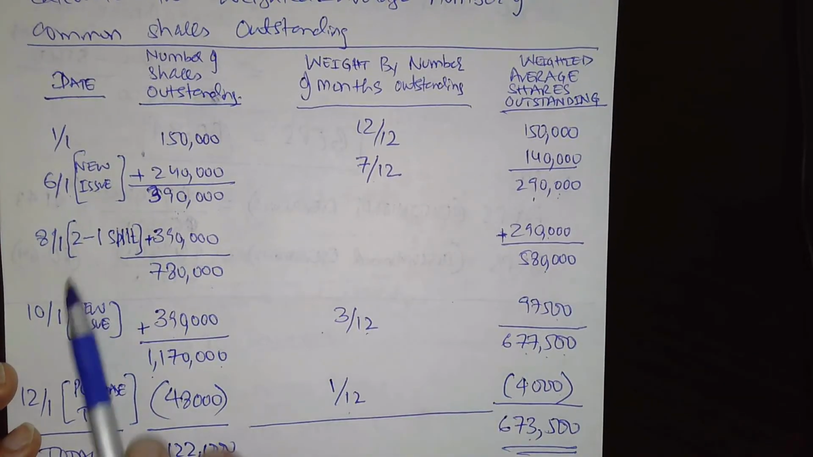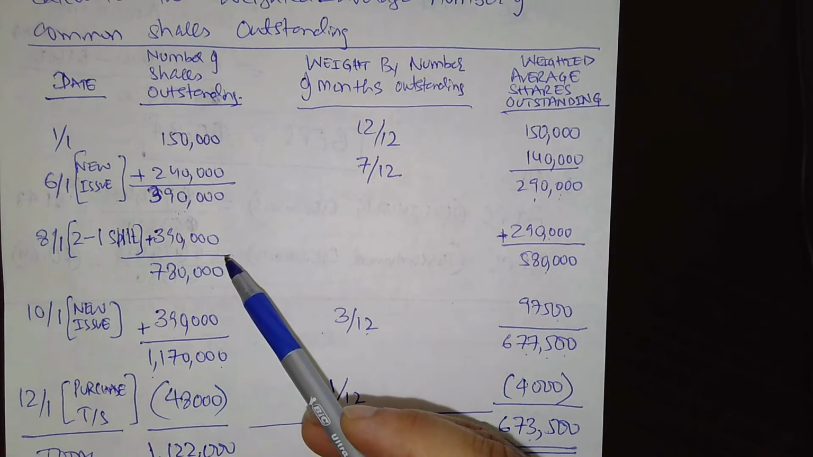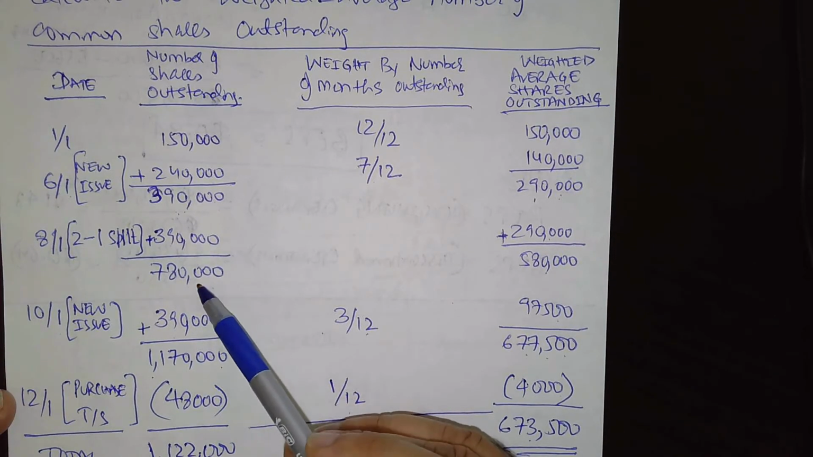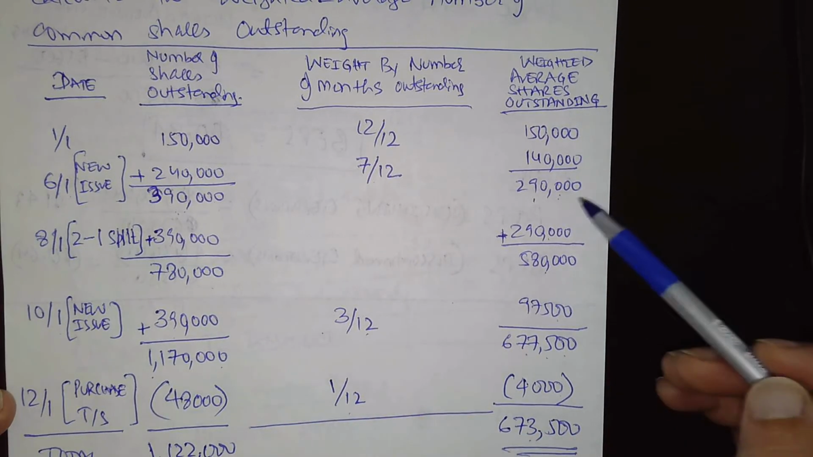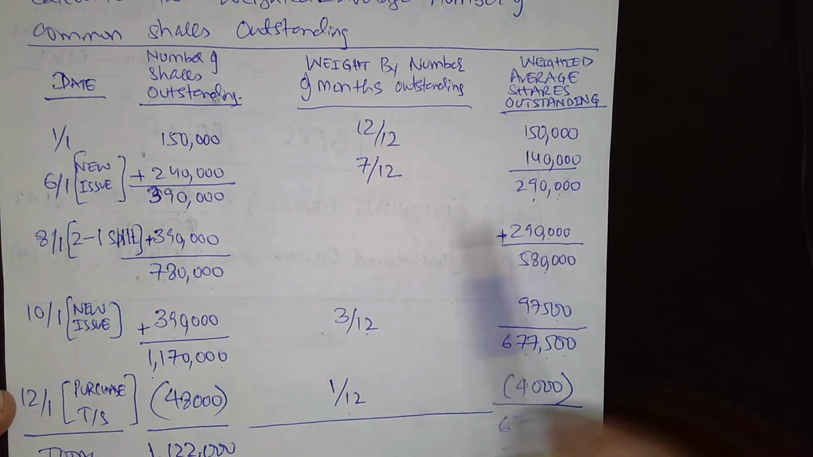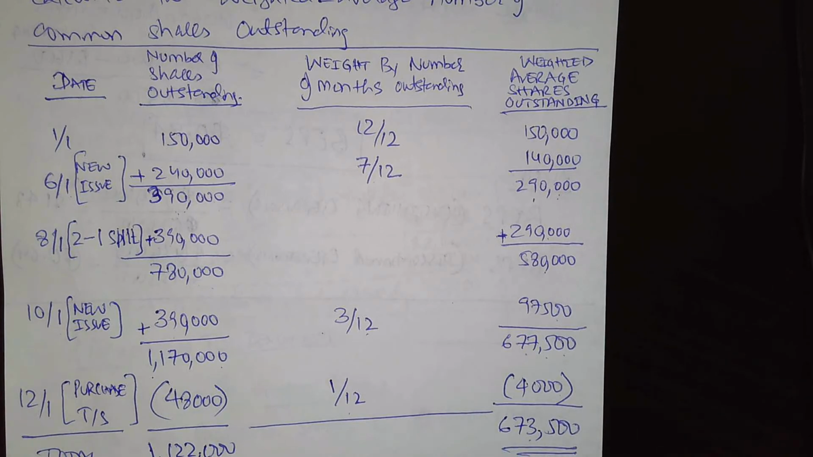On August 1st, they have a stock split. So for every share, they give 2. So the 390, they had another 390. So now they have the shares as 780. So they have 290 plus 290. Now they have 580. So always remember, when a stock split happens, we do it retroactively. So we assume it happened at the beginning of the year.